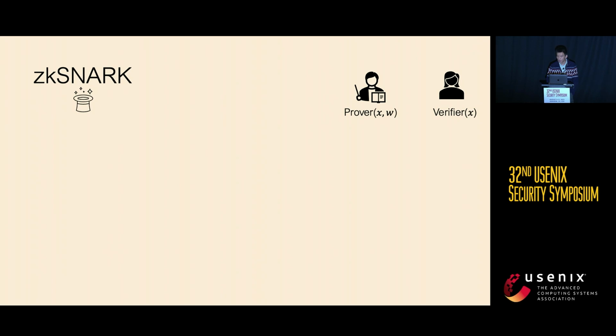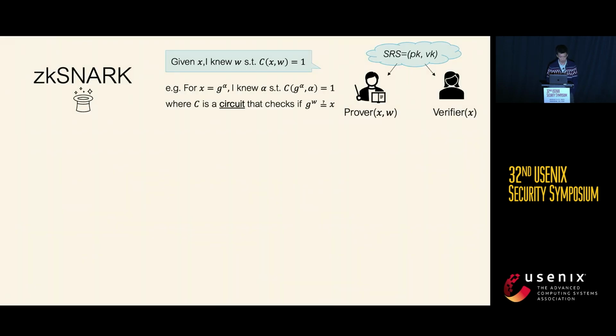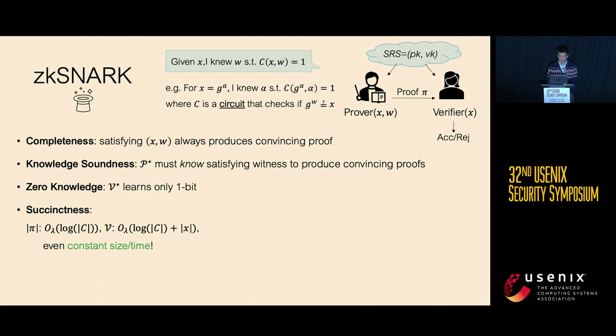So in the scheme, we have a prover and a verifier, and the prover is trying to convince the verifier that, given some public instance, I have some secret witness that satisfies the circuit, which specifies the relation. In our setting, we're interested in preprocessing SNARKs, where before the proving stage, there is an offline preprocessing stage that generates a structured reference string containing the proving key for the prover and the verification key for the verifier. Then the prover generates the proof and sends it to the verifier, who will either accept or reject. Thanks to the previous speakers, I won't go into the details of all the properties here.